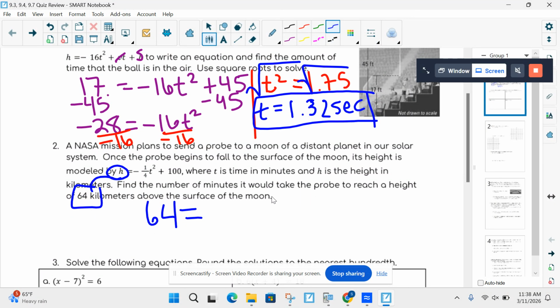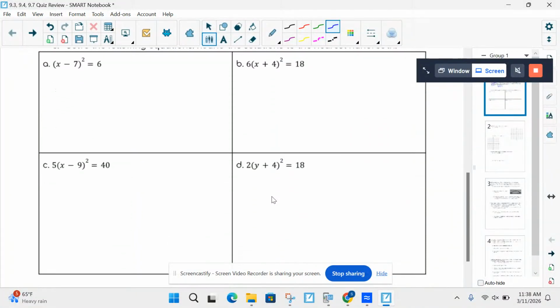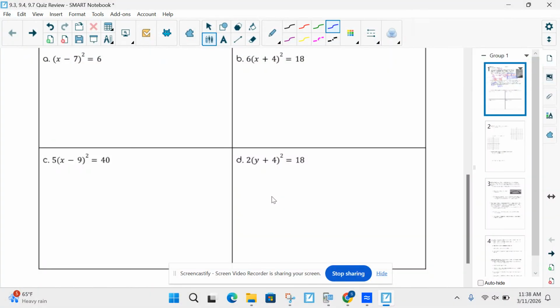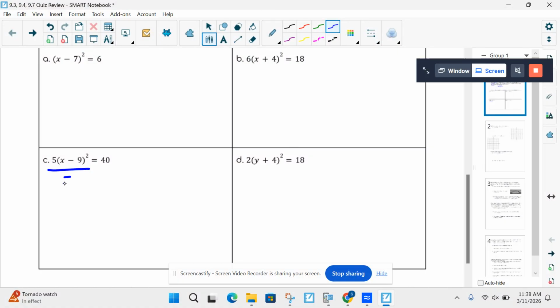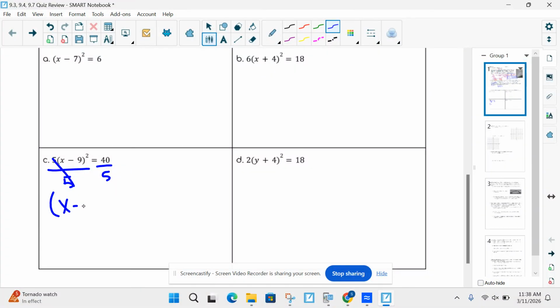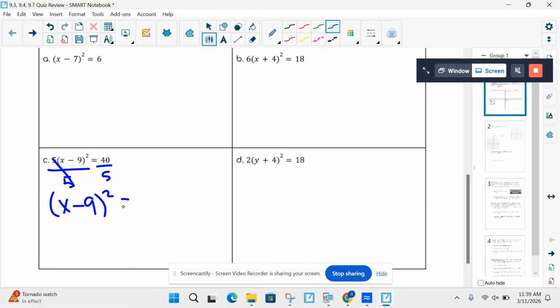Okay, let's skip down to parts C and D on number 3. So remember, with these type of questions, you can't distribute the square because that's the fatal error. You're not going to expand out the x minus 9 because that makes it more complicated. You can't distribute the 5 because the parentheses are stuck in the square root. So all you can do is divide. So we're going to divide both sides by 5 first to get rid of the 5. Because then the idea is we have something squared equals 8.